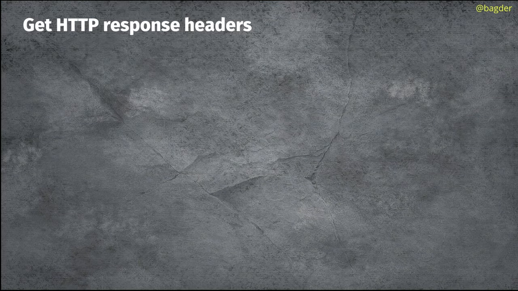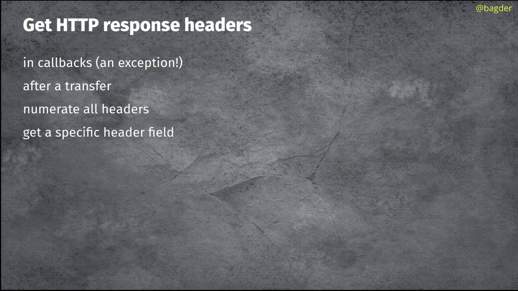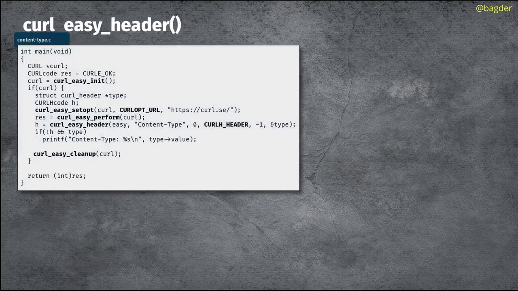So pretty much this is a way for an application to get the details from an HTTP response header. And you can use these functions in callbacks. So yes, this is again an exception to the regular rule that you're not supposed to use libcurl from callbacks, but you can also use them after a transfer, and you can enumerate all the headers, or you can get a specific header. I'll show you some examples because it's really easy to use and really powerful in case you want to get header data after or during a transfer.